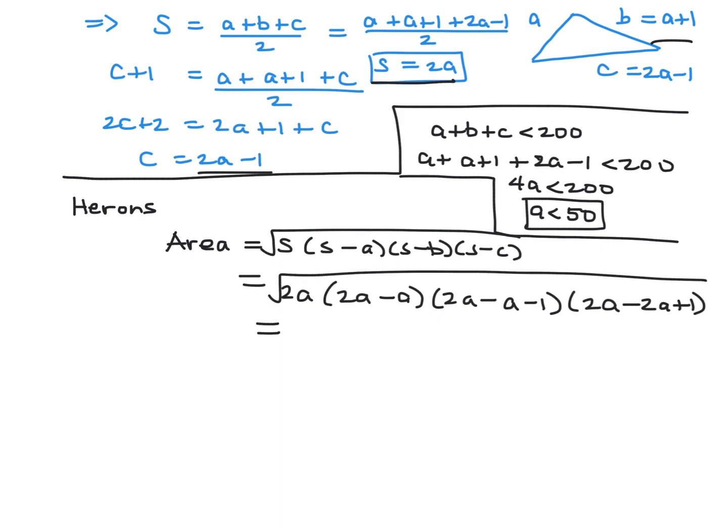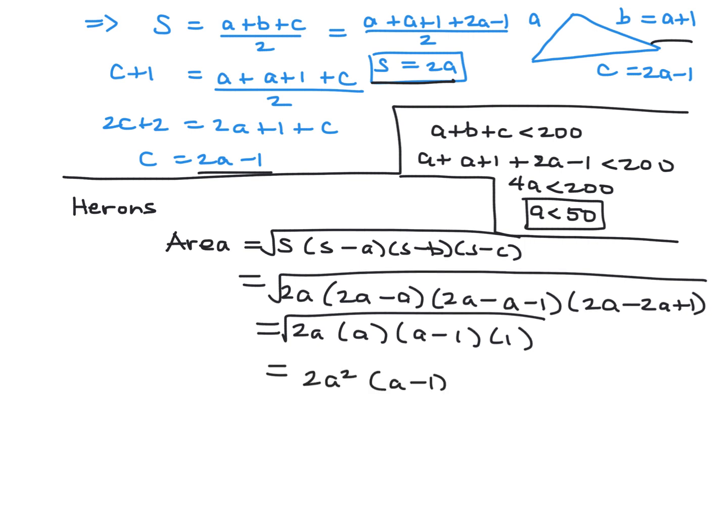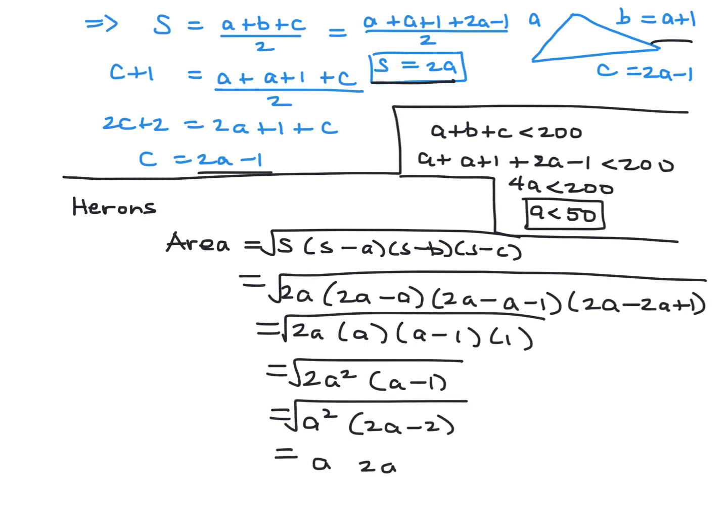Okay, so this, let's see here. 2a, a minus 1, and just 1, okay? So this becomes, let's see here, 2a squared times a minus 1. Let me just put the a squared by itself, and then this 2a minus 2 like that. And then if I take out the root, it would be just a, and then the square root of 2a minus 2 like that. Okay, so that's the area.